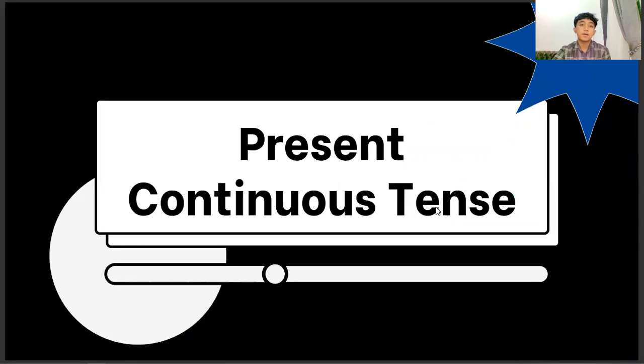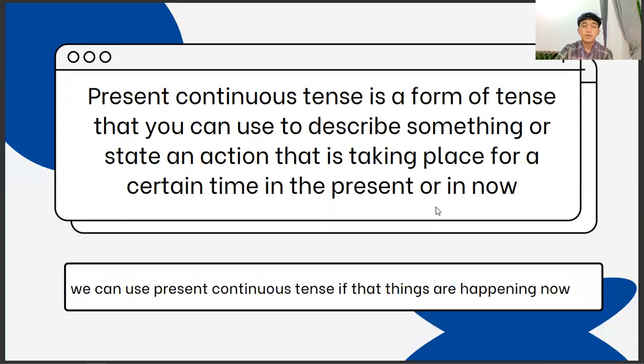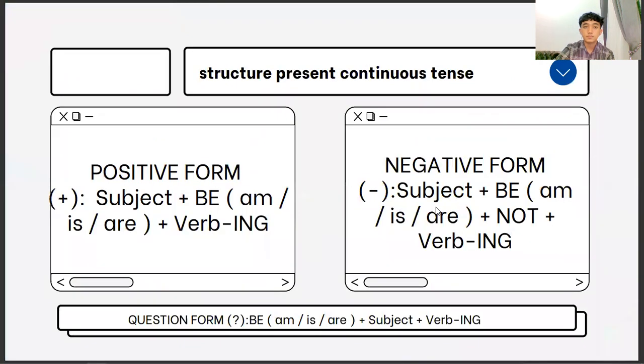Second is present continuous tense. Present continuous tense is a form of tenses that you can use to describe something or state an action that is taking place for a certain time in the present or in now. We can use present continuous tense if those things are happening now.